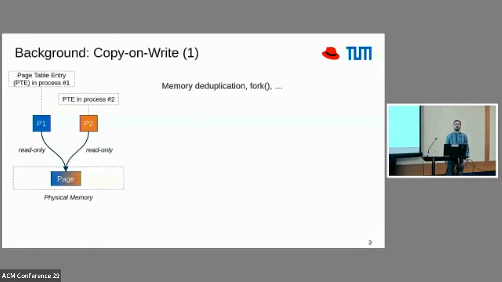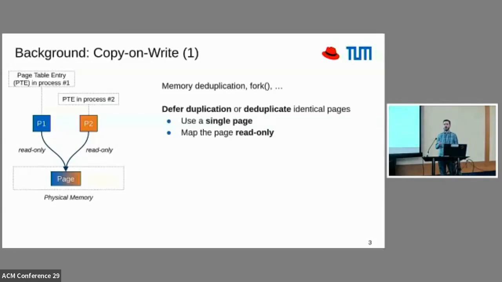So what is copy and write? Copy and write is heavily used for memory deduplication, fast process cloning using fork style system calls, and much more. In all of these use cases, what we want to do is we either want to defer duplicating a page or we want to deduplicate identical pages. In any case here, instead of using multiple physical pages, we want to use a single physical page and map that single physical page read-only into our page tables.